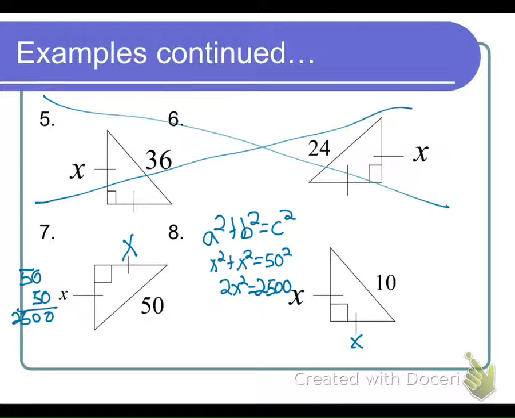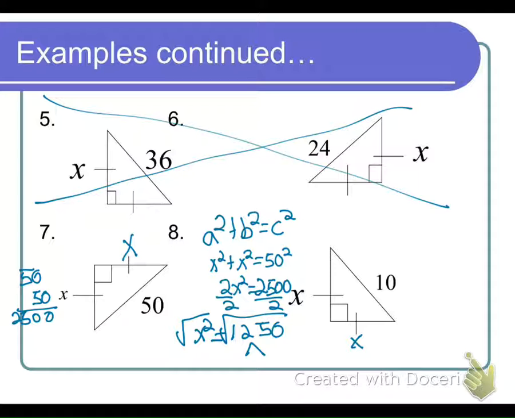Okay, I need to isolate my x. Right now that 2 is involved with it, so we're going to divide out the 2. When I divide it by 2, what am I left with? Exactly right. Square root both sides. We now need to factor. How does this factor? So what goes into 1,250? 50 goes into it how many times?